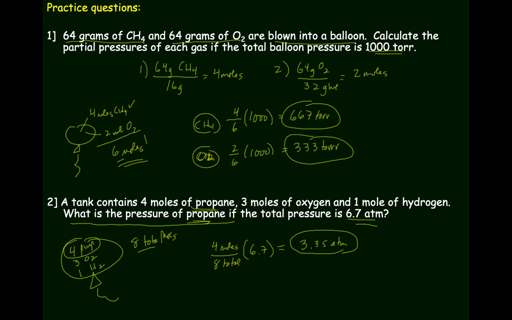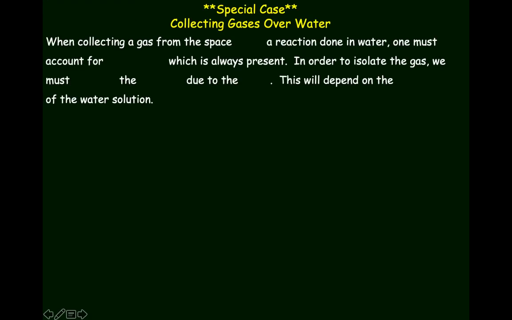Okay. One other little application of this is a special case, and I wanted to share this with you because sometimes this comes up, and we want to be aware of it. Many times what scientists and lab technicians will try to do is produce a gas in a solution from water. The problem when they do it over water is this: when collecting gas from the space above a reaction done in water, one must account for the water vapor, which is always present. So whenever you try to collect things, water vapor will always be there.